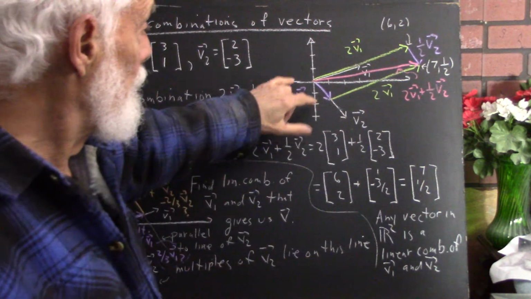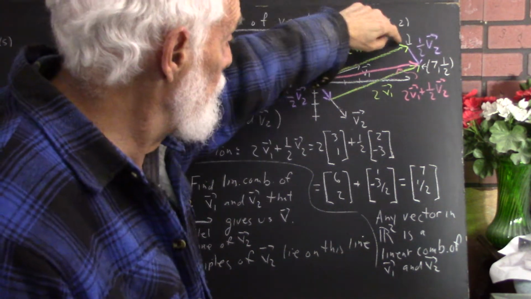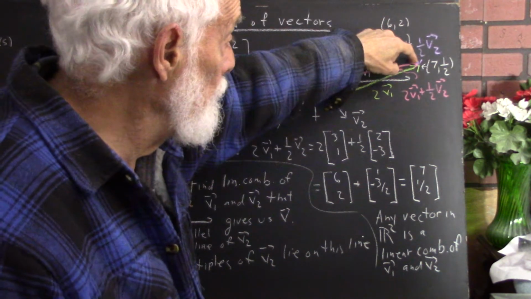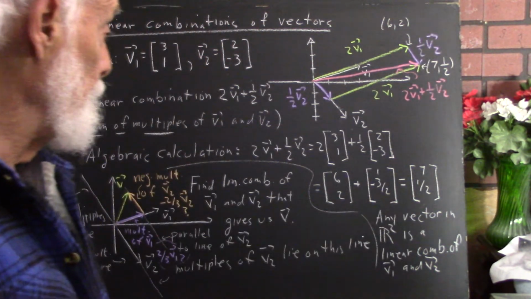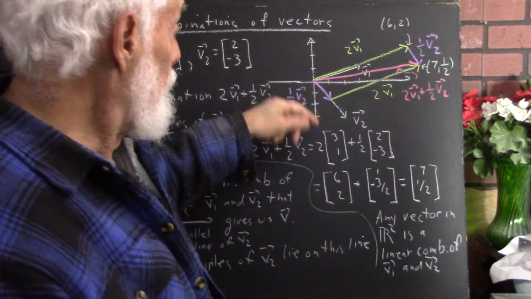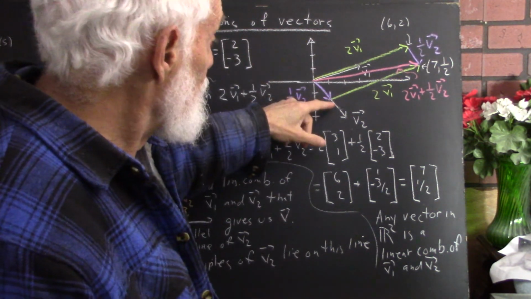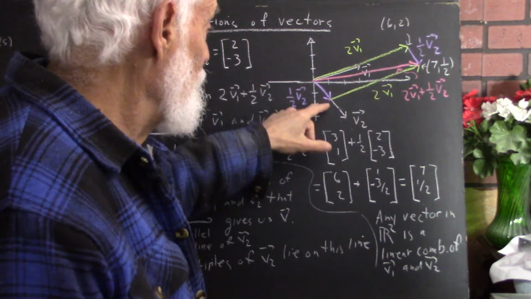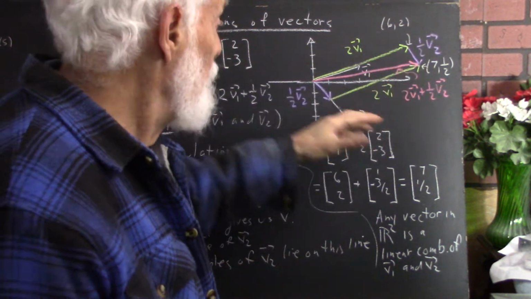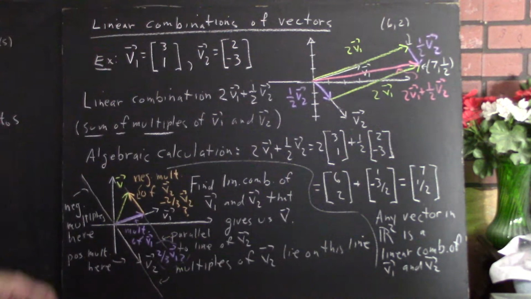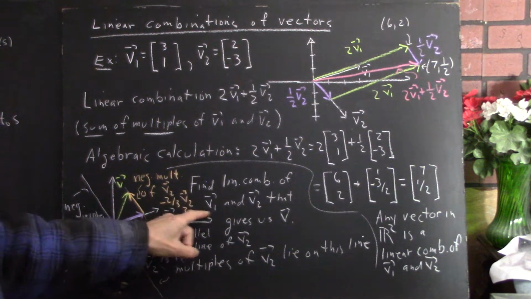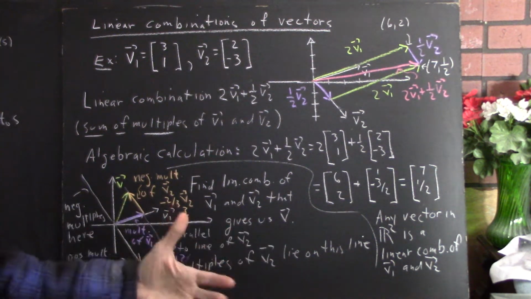Okay. If I put this 2v1 head to tail with 1 half v2, I end up at the point 7, 1 half, the same as what I get from this calculation. Or if I put the vector 1 half v2 tail at the end of 2v1 and go over here, we can count spaces and see that we end up at 7, 1 half once more. Now, we looked to see if we could find graphically a representation of a linear combination of v1 and v2 that gives us a vector v.